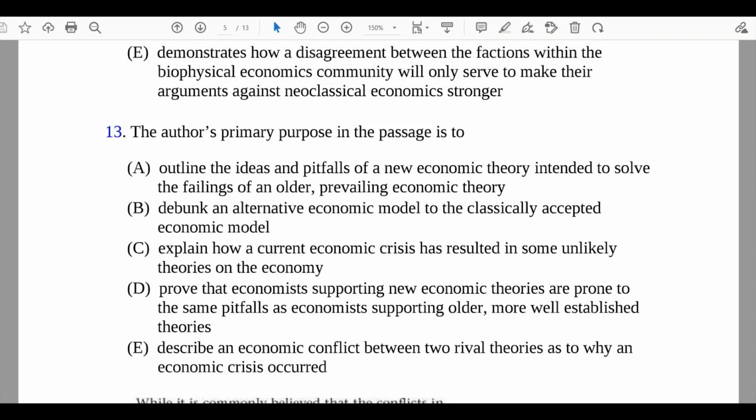Answer D focuses on the last paragraph and ignores all that came before. This is too limited a statement to be your primary purpose. Answer E cannot be your answer because the passage doesn't really give the theories of biophysical economics or neoclassical economics regarding the economic crisis. Therefore, the correct choice is answer A, as I said previously, and this is the end of our lesson number 6.